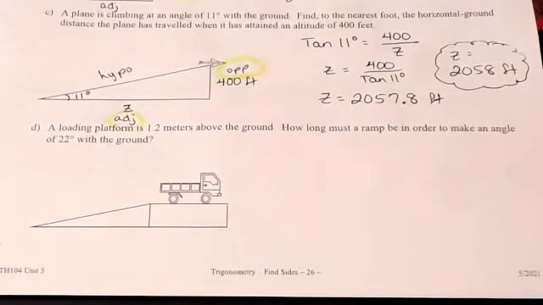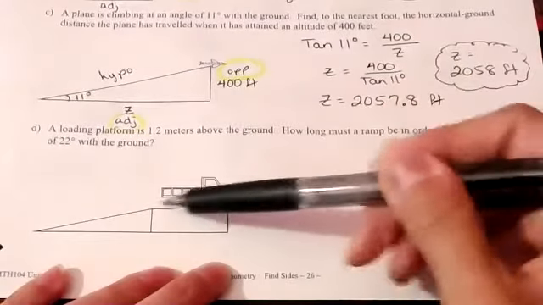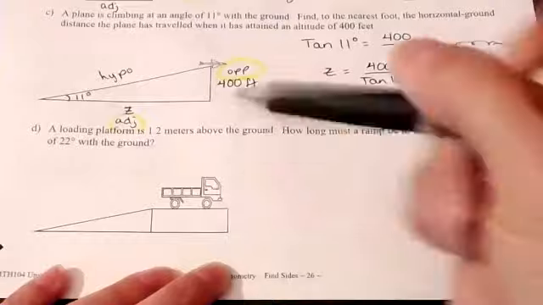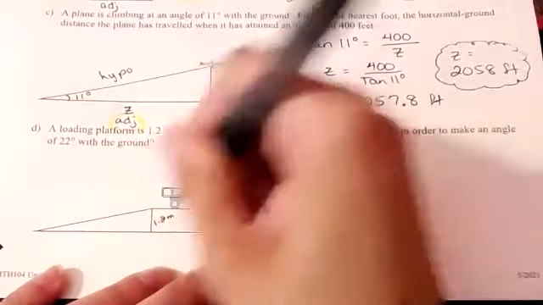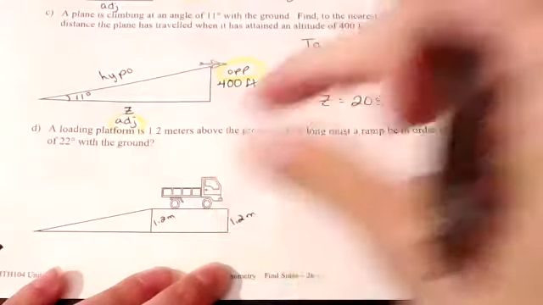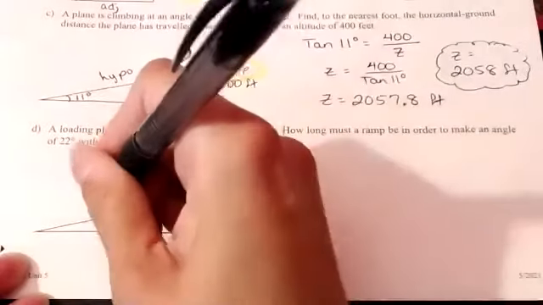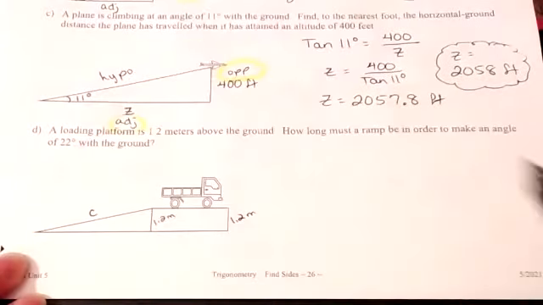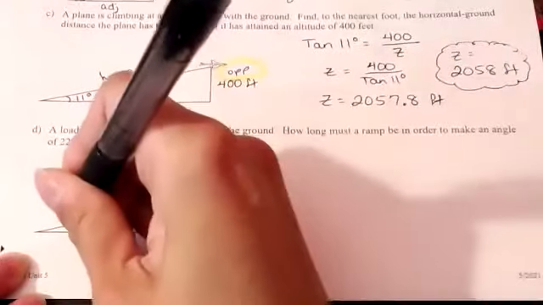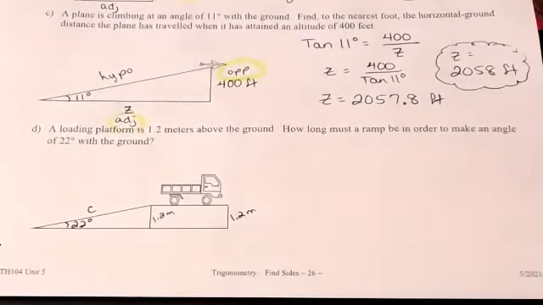A loading platform is 1.2 meters above the ground. So immediately I noticed that this loading platform is 1.2 meters above the ground. So essentially this is 1.2 meters and so is this one. Just to identify that that's the height of this platform, right? How long must the ramp be? We'll call this C, in order to make an angle of 22 degrees with the ground. Good. Take a couple minutes and solve this application problem.